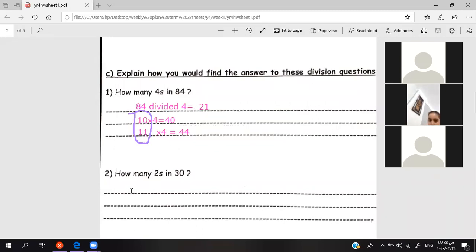Okay, let's see how many 2's in a 30. And if I divide this 30 into groups of 2, it means 30 divided by 2.